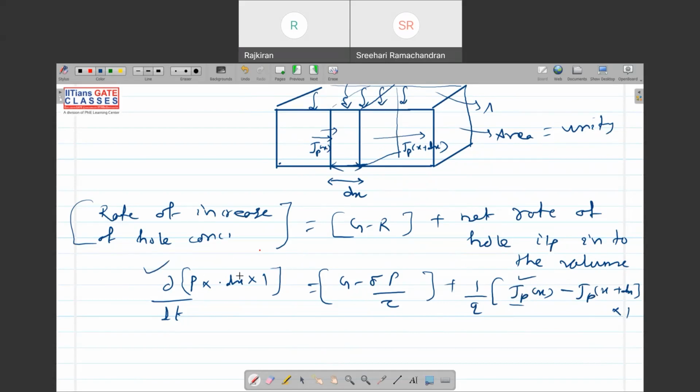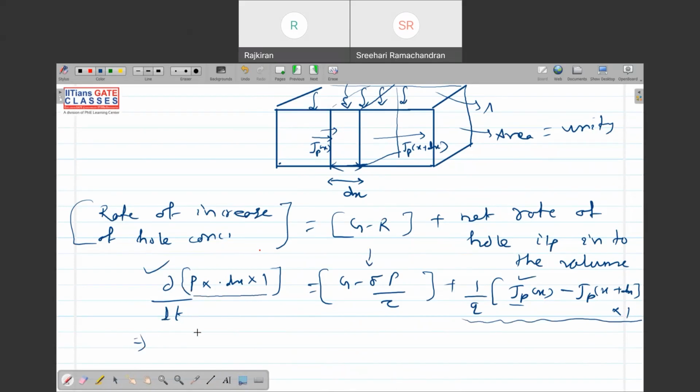So this is the net rate of increase of hole concentration in the volume dx. Then this is the net generation rate inside this volume. Then this is the net input of holes, because this current is entering, current is leaving. Current divided by Q, into area, is the number of charges entering. Right? Okay. So then if I do this one, what will I get?